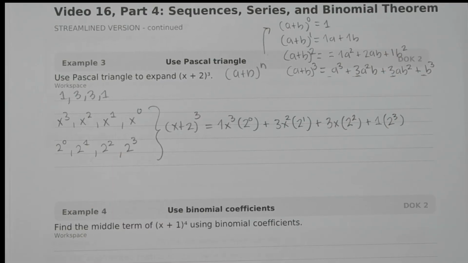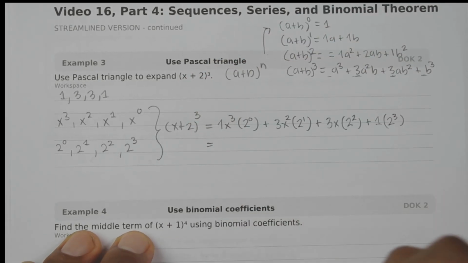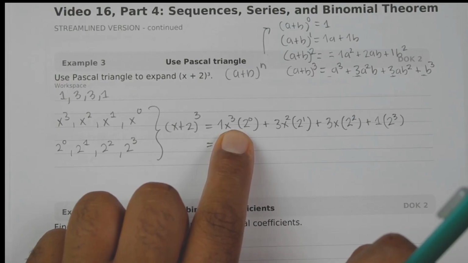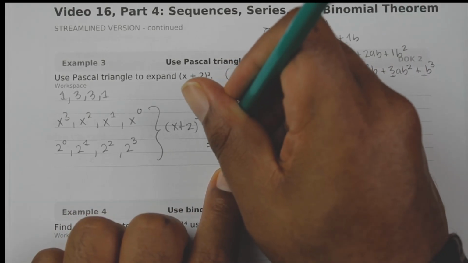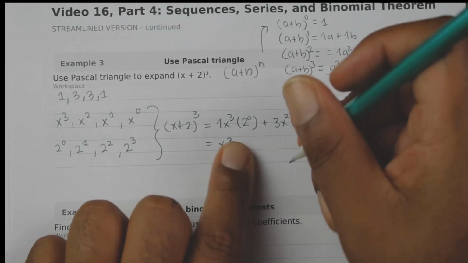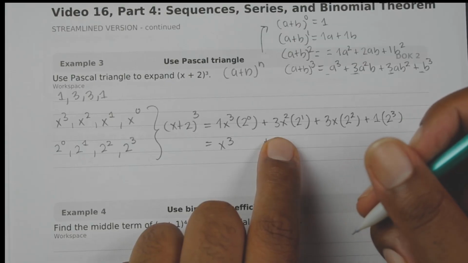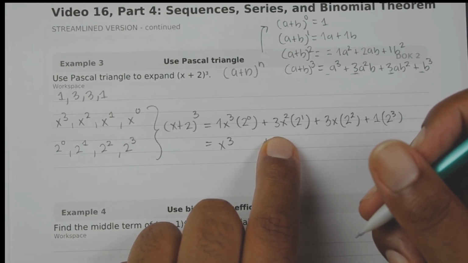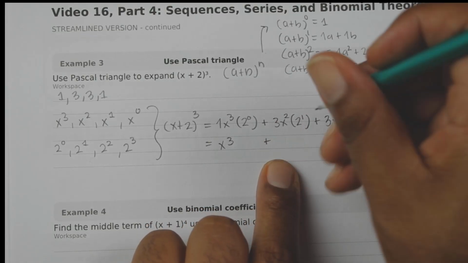Okay. And then now we can simplify each term. So 1x cubed times this is just 1, because 2 raised to the power of 0 is just 1. So this will be just x cubed. We don't have to write that 1 in front of it. And then 3x squared times 2 to the power of 1 is essentially 3x squared times 2, which is going to be 6x squared.